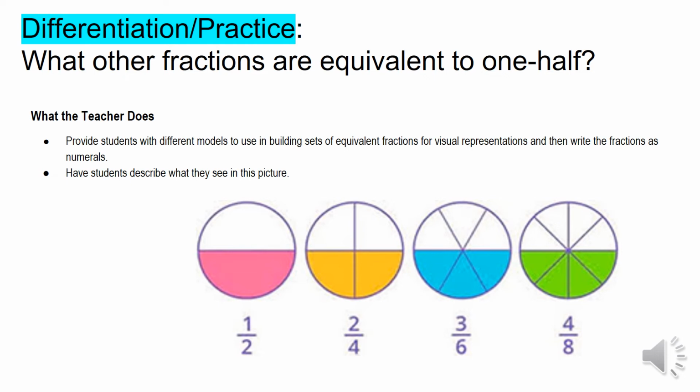What do they see in the pattern? How can they explain the pattern? So 1/2 times 2/2, that's 1 whole, gives you 2/4. 1/2 again, times 3/3, 3/3 is 1 whole, that gives you 3/6. 1/2 again, times 4/4, which is 1 whole, gives you 4/8. On and on like that.